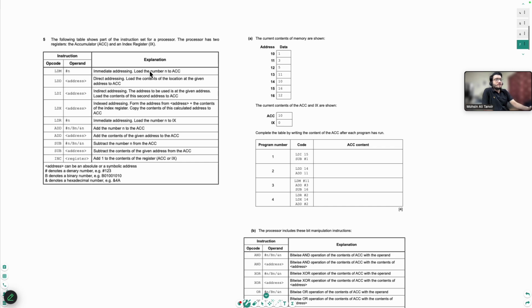Today we'll be solving question number 5. This is from May-June 2024 and this is paper 1-2 for CIE A-level CS. Okay, so this question is about assembly language. It's honestly a fairly straightforward question.